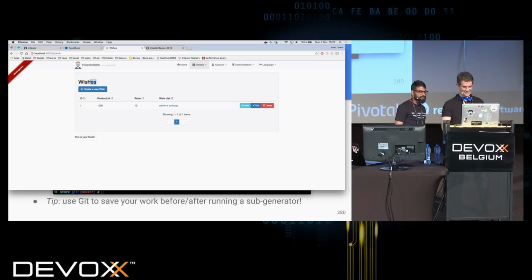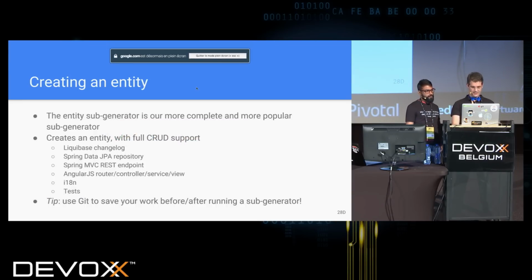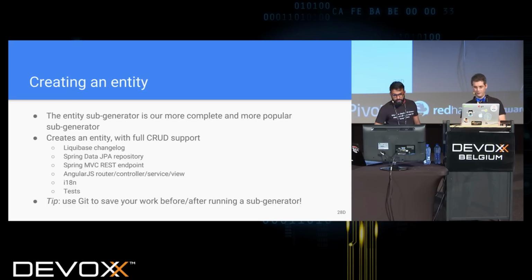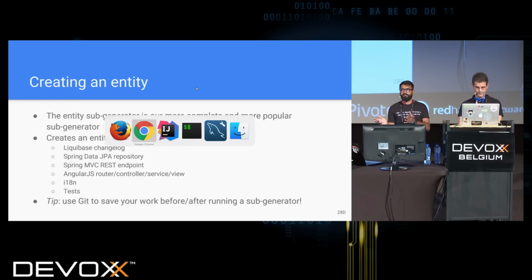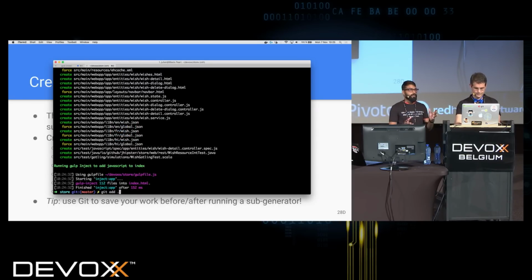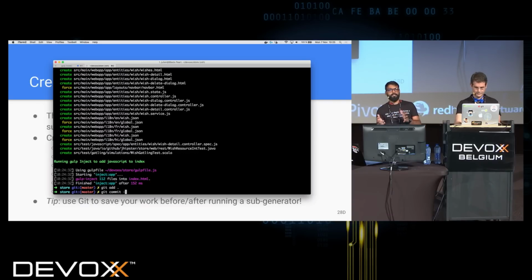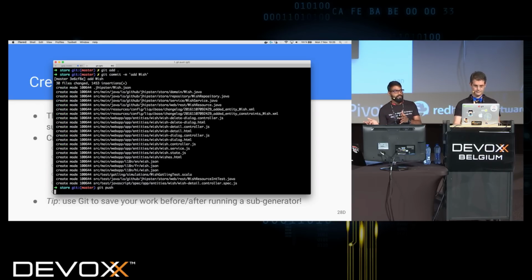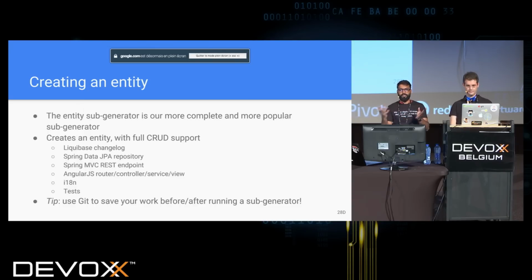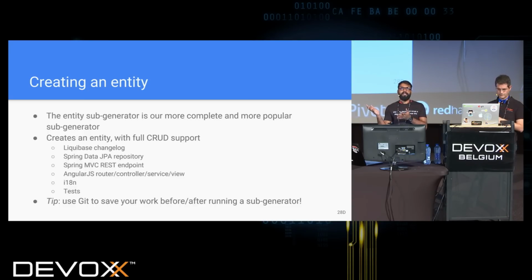Oh, that's nice. So let's look at the options we have. Yes, let's do the theory now. So what we just saw. When you create an entity using the entity subgenerator, it creates the Liquibase changelogs for you, which would create the tables. It would create a Spring Data JPA repository with the required basic queries as methods. It would even generate custom queries if you have a relationship with the user. It would create the AngularJS client-side CRUD screen for you. It would create the i18n files for you, the JSON files for translation.